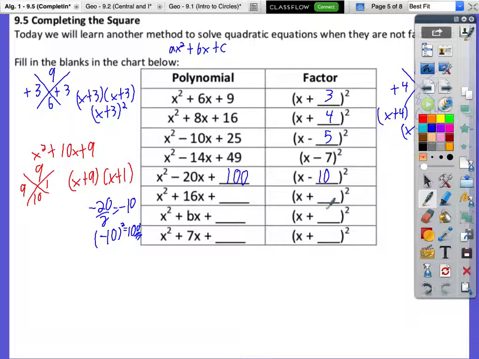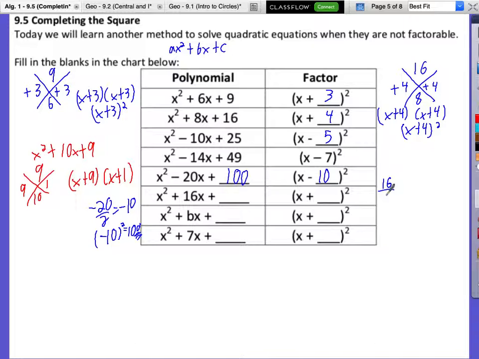So what are we going to do if it's x squared plus 16x plus blank? How are we going to know what goes in this blank, and how are we going to know what goes in this blank? Okay, Blake, go ahead. Alright, so you divide 16 by 2. Good, try to find half. Okay, so divide it by 2, and we get 8. Okay, so what are we going to do with this 8?